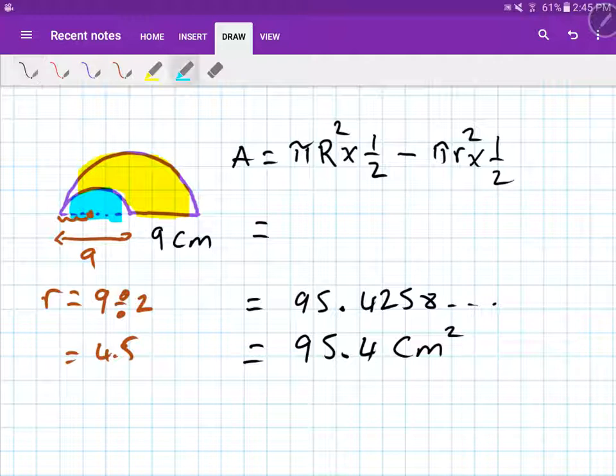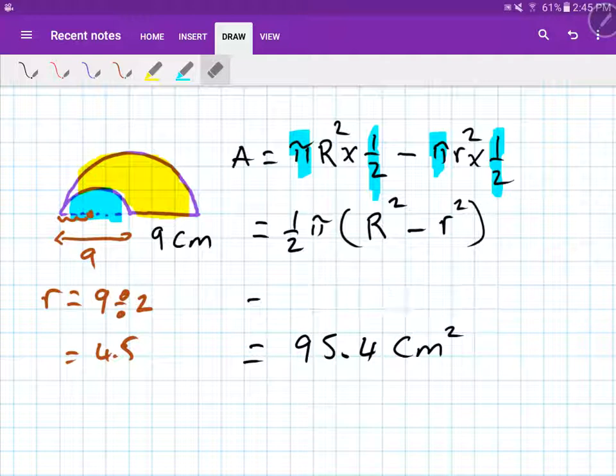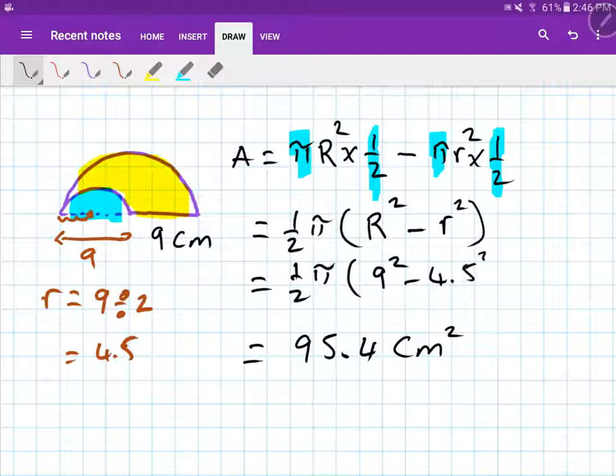So look, the common factor of these two is pi and a half. So you take a half of pi out. If you take it out, you're left with big R squared minus small r squared. That's all. So if you type that in your calculator, you go a half pi, open bracket, 9 squared minus 4.5 squared, and you should get the same answer. This is another way to do it.